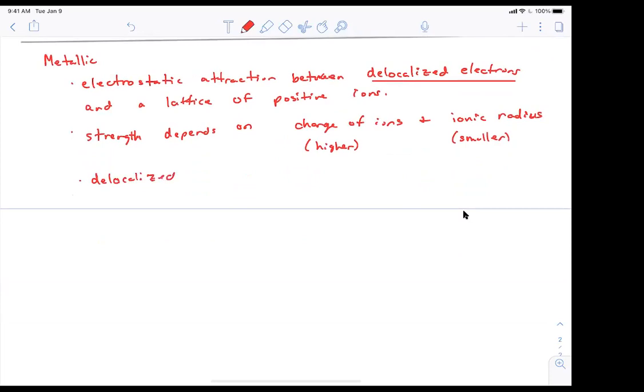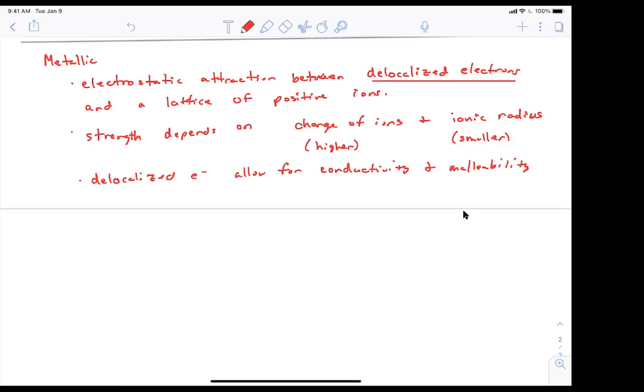Now, the delocalized electrons allow for the conductivity in all states and malleability. Because unlike ionic compounds, they're not fixed ions. They are ions that are surrounded by these delocalized electrons that are able to be moved.